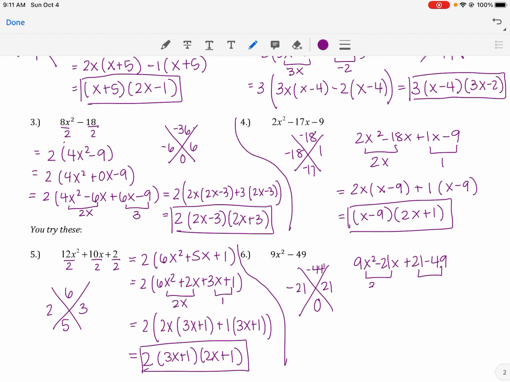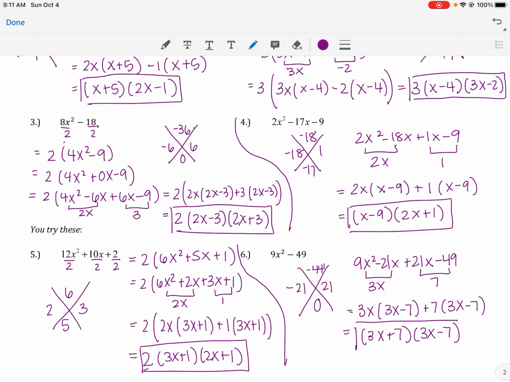Okay, do our grouping. This has a 3x. Oops, I missed an x here. Give me 1 second. And then 21x minus 49. This one can be divided by 7. Okay, so 3x, and what do we get when we divide? We get 3x minus 7 plus 7. We also get 3x minus 7. So here you have 3x plus 7 and 3x minus 7. All right, good.